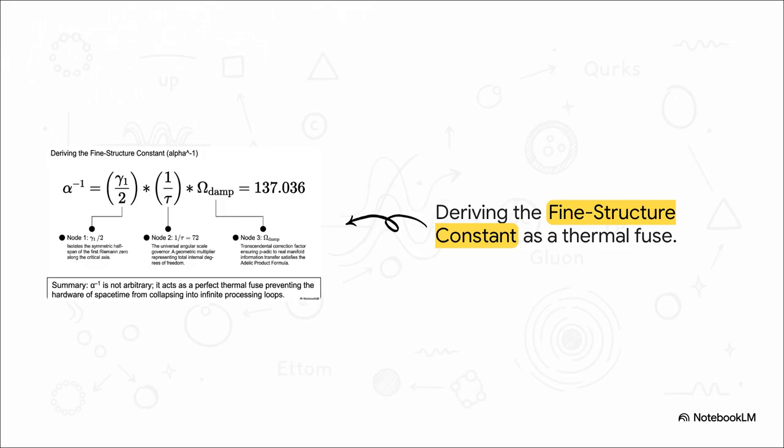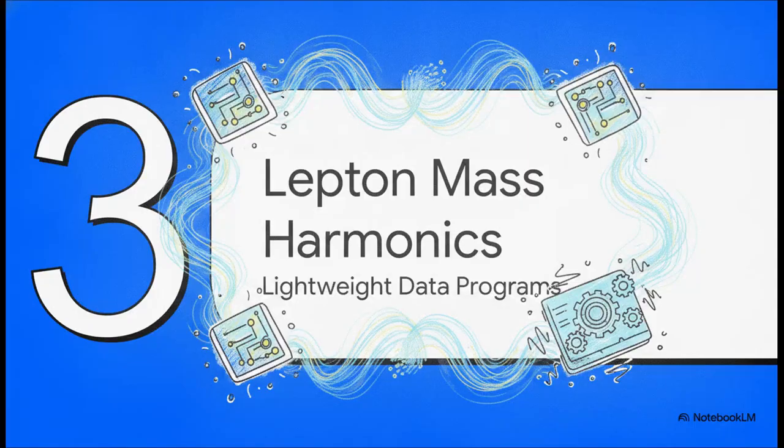But any heavy-duty hardware needs safeguards, right? Well, this base state mathematically derives the fine structure constant at exactly 137.036. In this setup, that famous constant acts like a perfect thermal fuse. It literally prevents the hardware of space-time from crashing into infinite processing loops, keeping the whole universe running smoothly. Which brings us to Section 3, calculating lepton mass harmonics.